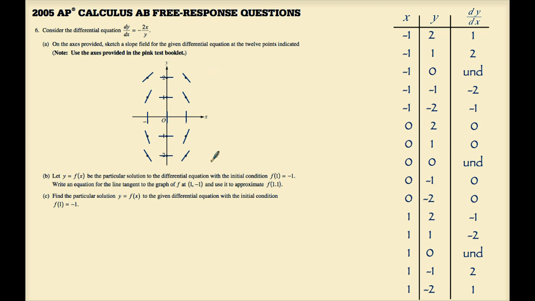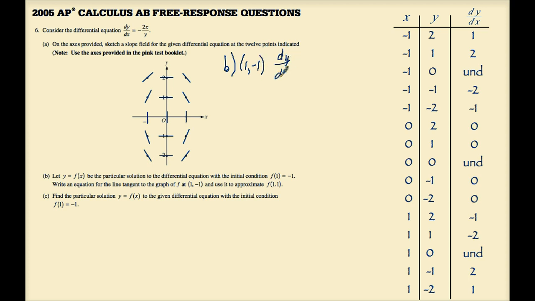So let's move on to letter B. Let y equal f of x be the particular solution to the differential equation with the initial condition f of 1 equals negative 1. Write an equation for the line tangent to the graph of f at (1, -1), and use it to approximate f of 1.1. Well, to write the equation of a tangent line, we need two things, a point and a slope. We're given the point, (1, -1). We just need the slope at that point.